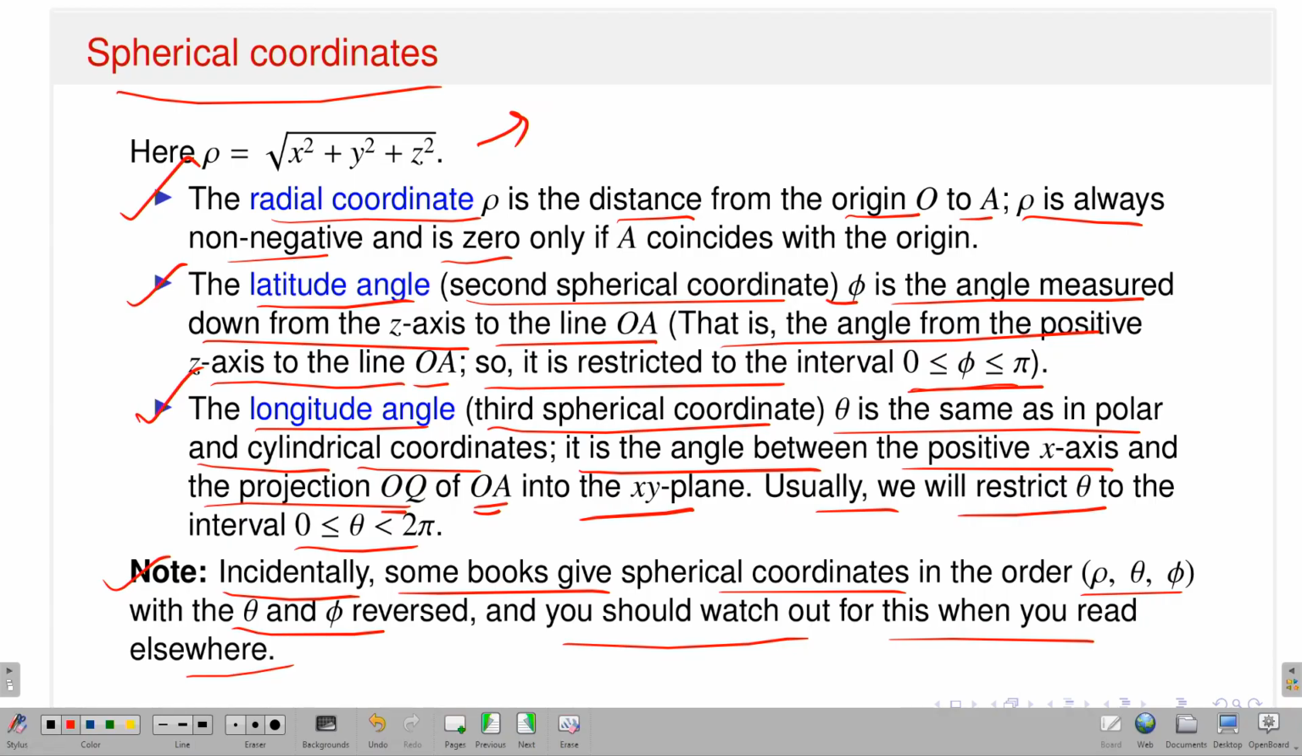So that means many books have written, instead of rho phi theta, rho theta phi, but you see which angle, whether it is theta or phi, varies from 0 to pi or 0 to 2 pi. So depending on that, you will say whether it is a latitude angle or longitude angle. Okay, you have to be careful. Different books have different kinds of notations.